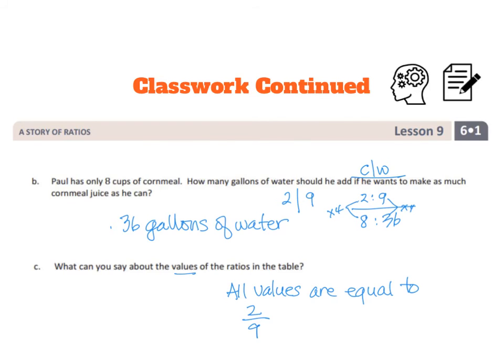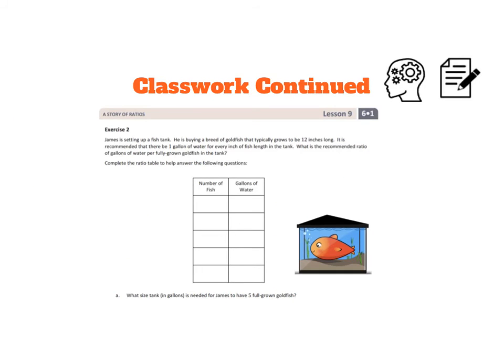Let's see how we're doing on the next page. Oh, look, we've got a fish. James is setting up a fish tank. He's buying a breed of goldfish that typically grows to be 12 inches long. It is recommended that there be 1 gallon of water for every inch of fish length in that tank. What is the recommended ratio of gallons of water per fully grown goldfish in the tank?